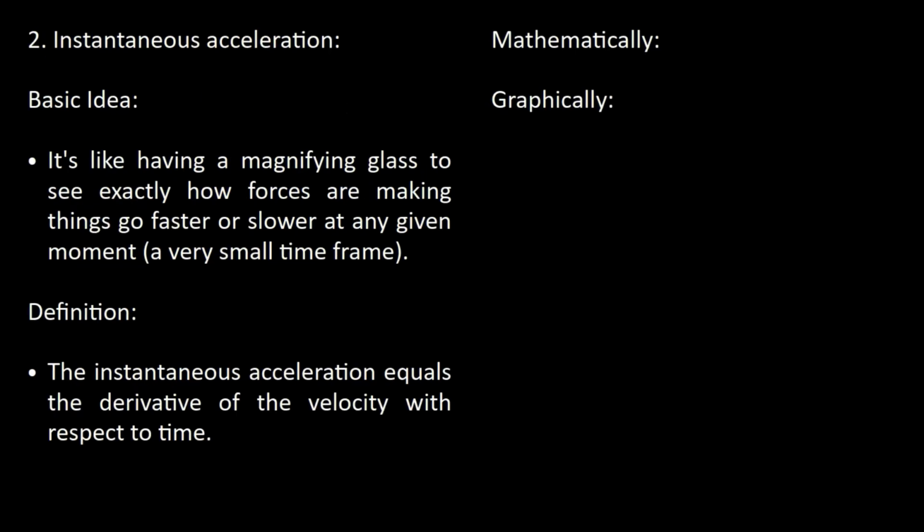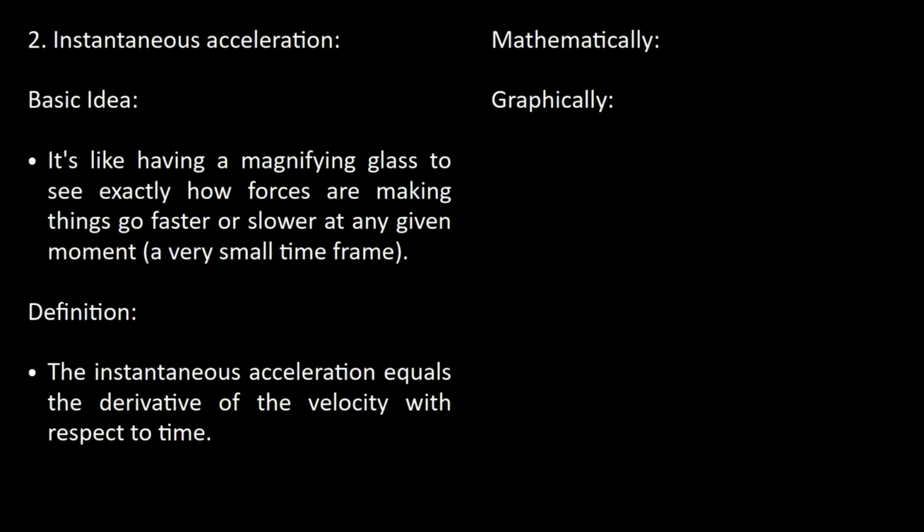Then the other acceleration is your instantaneous acceleration. So instantaneous is to do with what? Remember, it's like having a magnifying glass to see exactly how forces are making things go faster or slower at any given moment. That is a very small interval of time. That's the idea of instantaneous. We have seen this quite some time, and the entire chapter is dedicated in mathematics, that is your limits and derivatives. So the definition is instantaneous acceleration is equal to the derivative of velocity with respect to time.